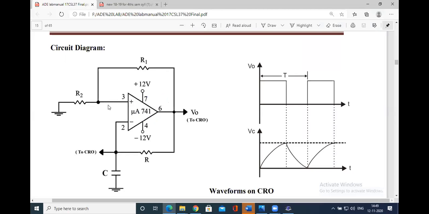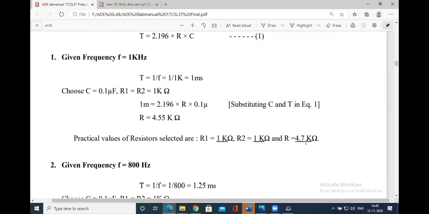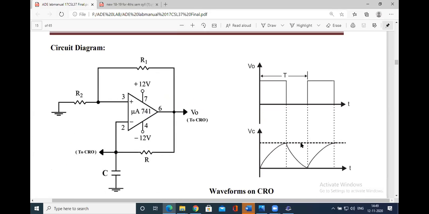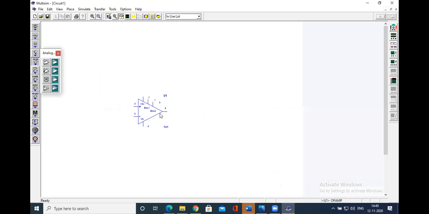See the circuit, what you have to do, you know the value of R1, R2. R1 is 1 kilo ohm, R2 is 1 kilo ohm. Fine. And what is the value of R? R is 4.7 kilo ohm. Remember that, 4.7 kilo ohm. Now, in between 3 and 6, you have to connect a resistor R1 with 1 kilo ohm, right? From 3 to R2, you have to connect with the 1 kilo ohm. Fine. So one more thing, you have to connect pin number 7 to the plus DC voltage, and pin number 4 to minus 12 volt DC voltage. So pin number 7 and 4. Let us finish that first.